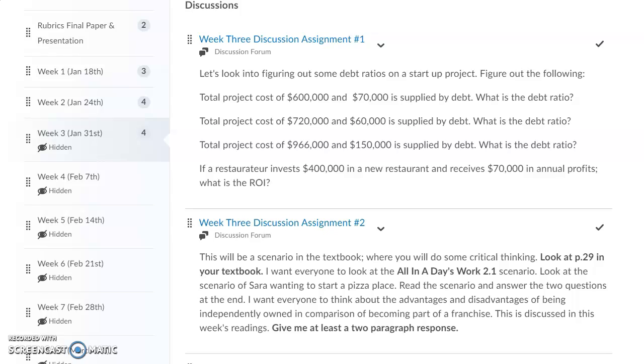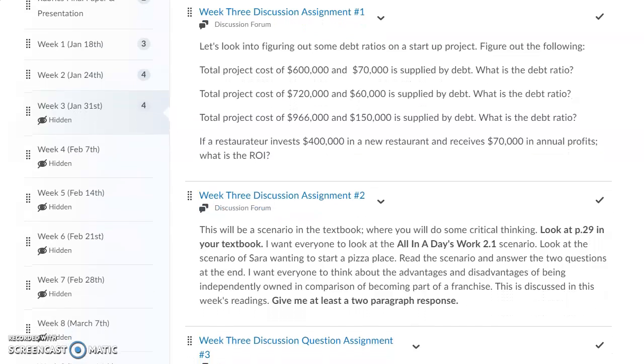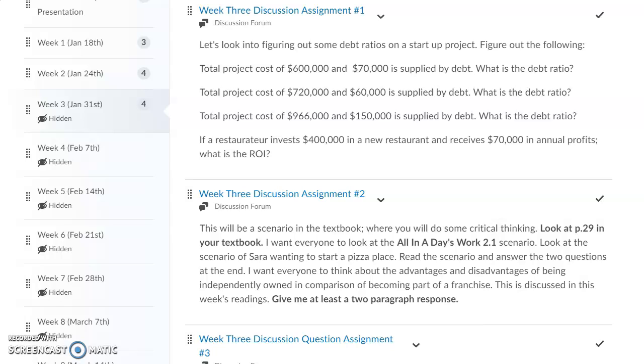So you have 3 questions in discussion assignment number 1 regarding what your debt ratios are. And the fourth one would be regarding initial investment. What if you were a restaurateur, or what if you were investing in someone else's business or restaurant as an individual or as an organization? What would be your ROI? That happens to be return on investment, and that's going to be the final formula within discussion assignment number 1. Discussion assignment number 1 is going to be due on Wednesday night at midnight going into Thursday morning.